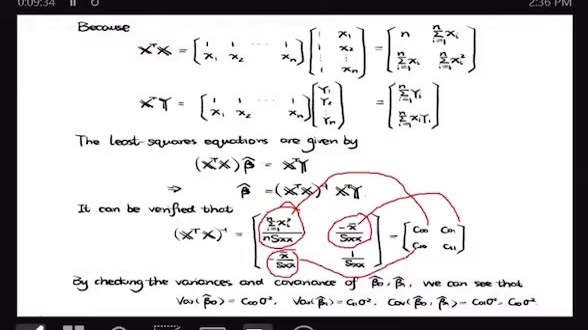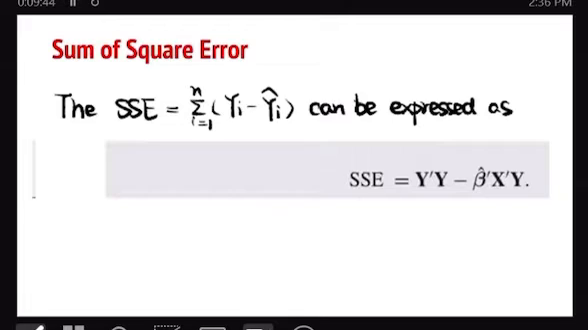C01 and C10, they're going to be equal. And this is C11. We just wanted to take note of all of that. Okay, now let us talk about the sum of square error in a matrix form. Of course, we've discussed sum of square error.